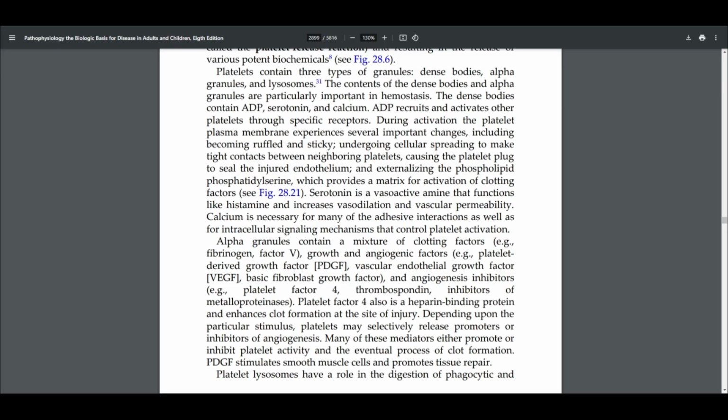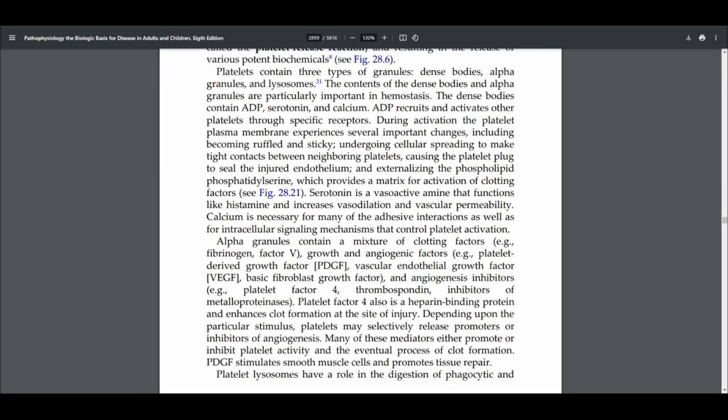During activation, the platelet plasma membrane experiences several important changes, including becoming ruffled and sticky, undergoing cellular spreading to make tight contacts between neighboring platelets, causing the platelet plug to seal the injured endothelium, and externalizing the phospholipid phosphatidylserine, which provides a matrix for activation of clotting factors.